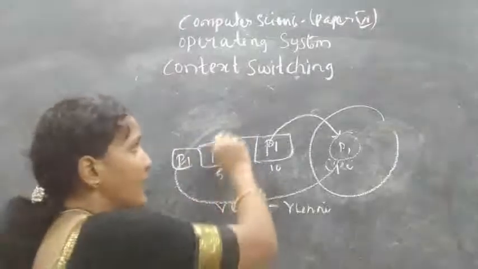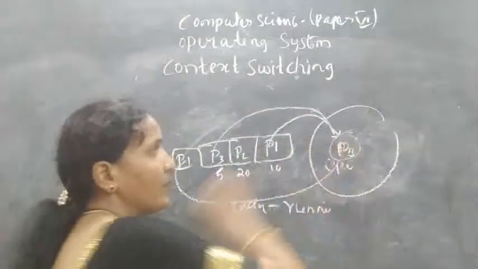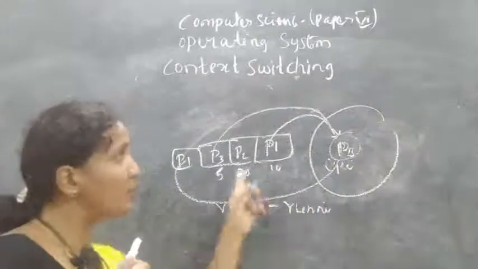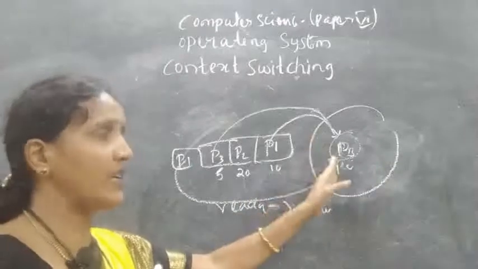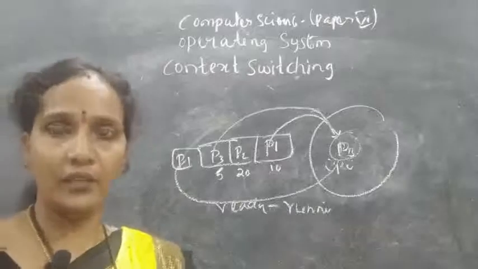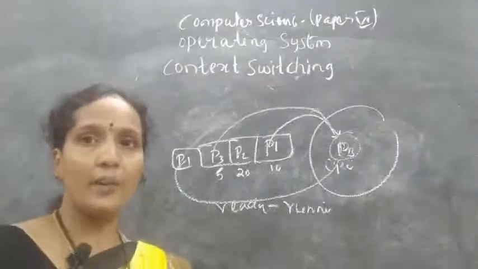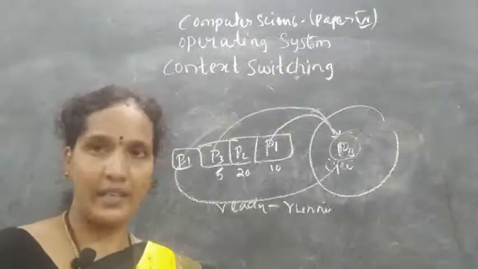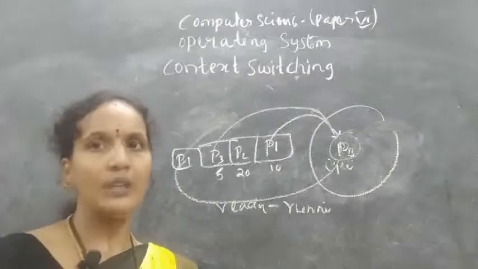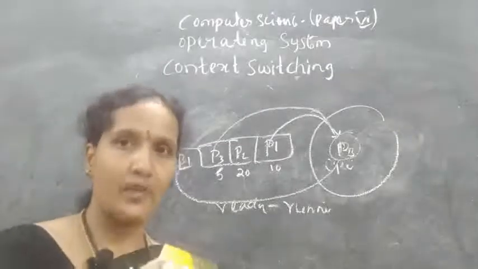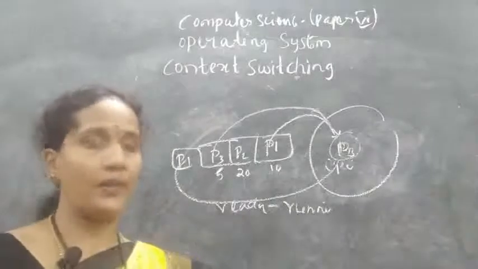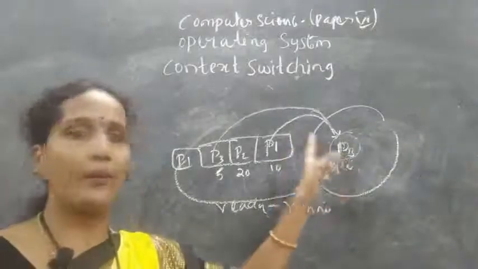So right now we are executing P3; P1 is replaced with P3. Again, when P3 and P2 complete execution, P1 will enter from the ready queue into the running state. If we do not save the context, P1 will start from the beginning. That is called context. Clear?